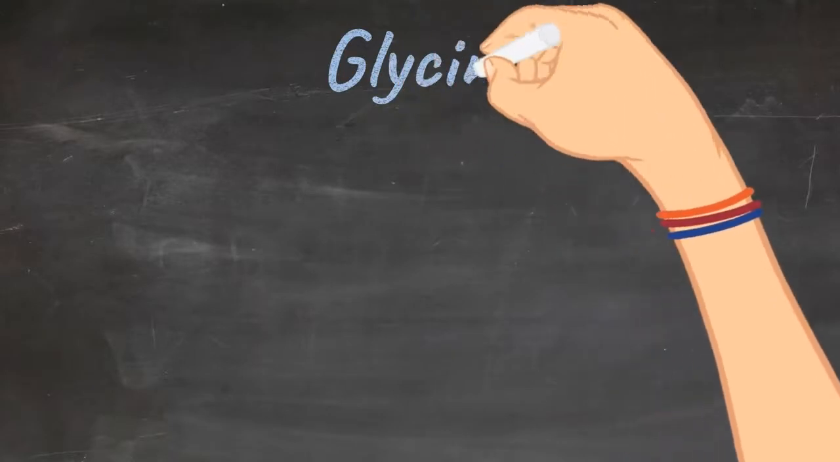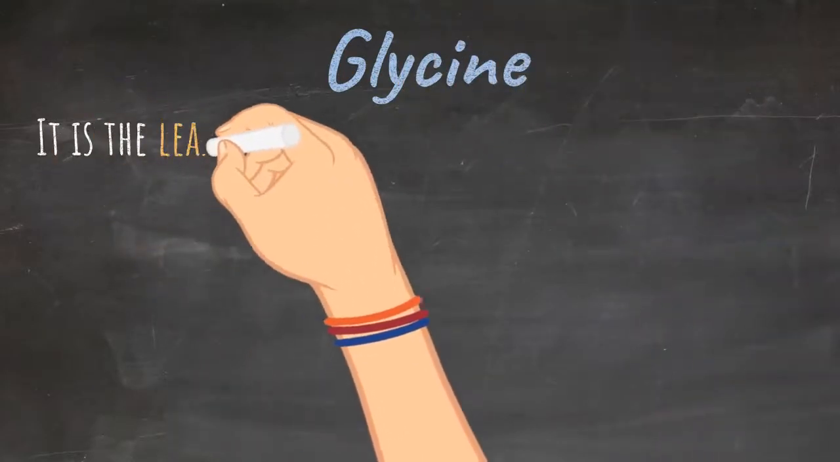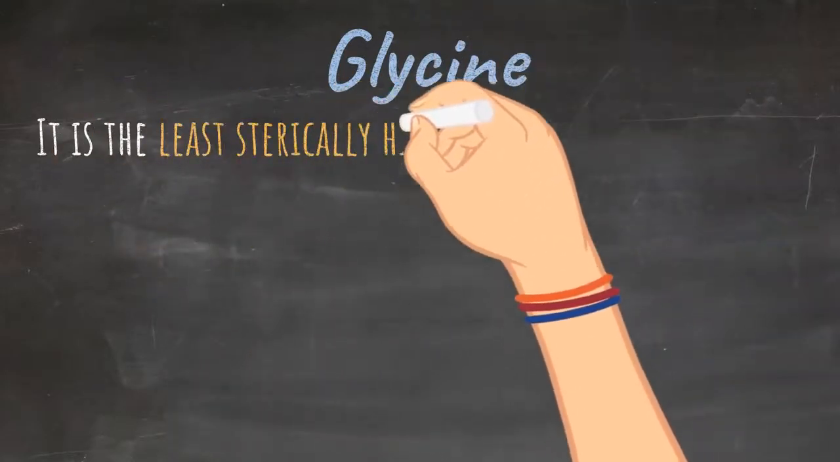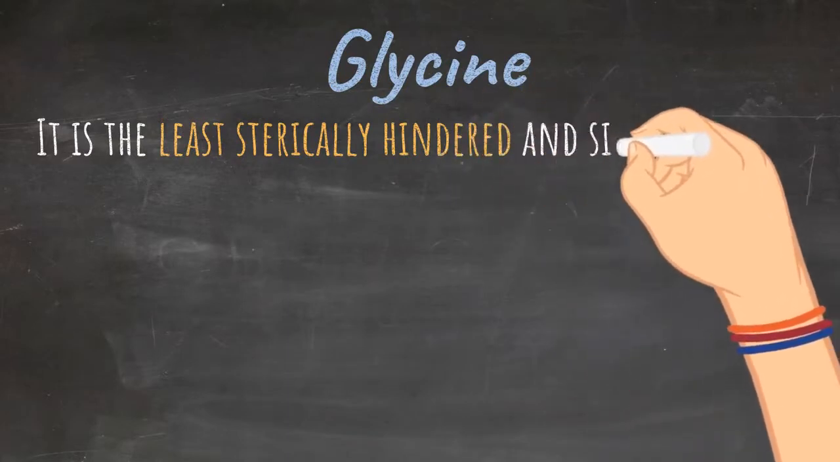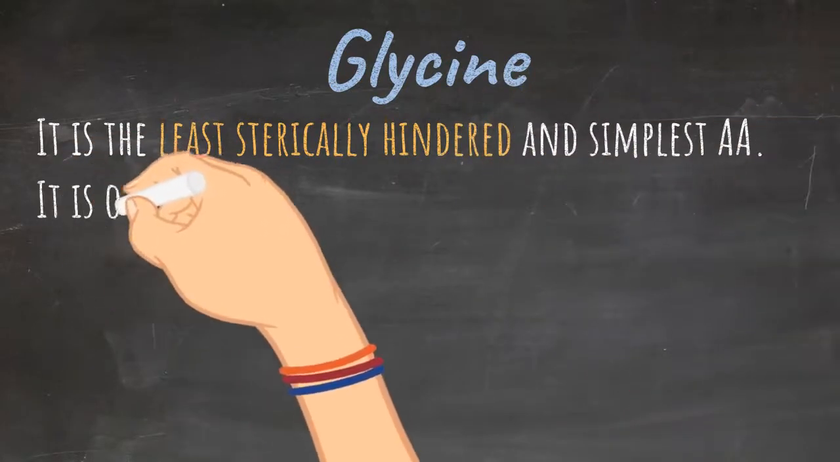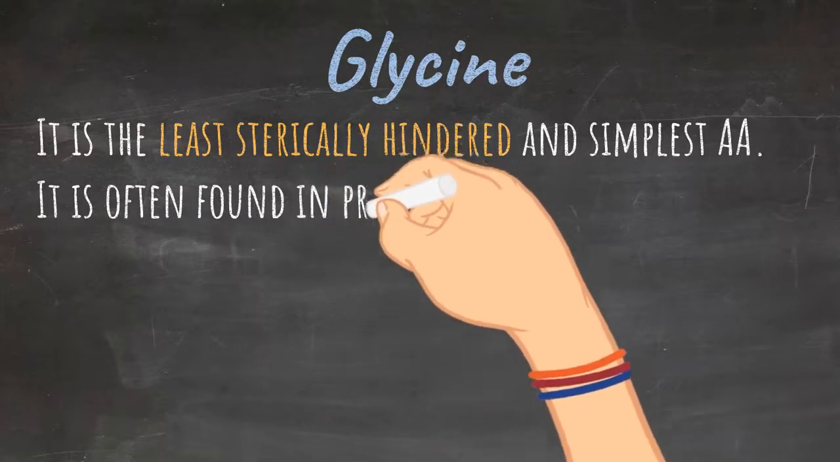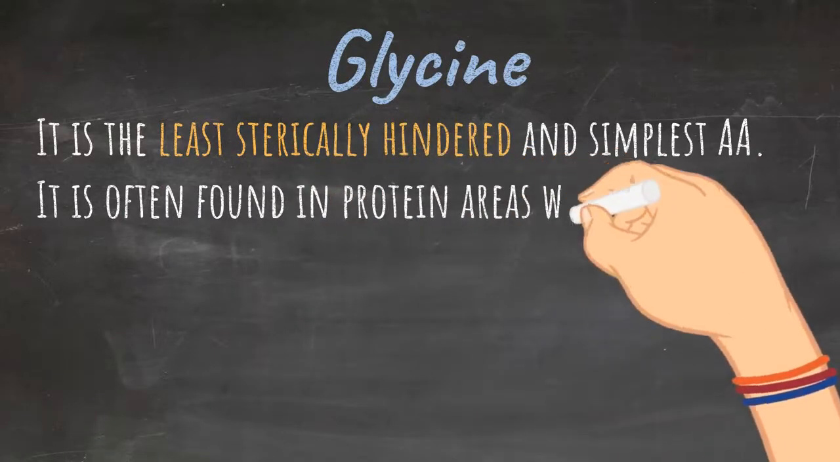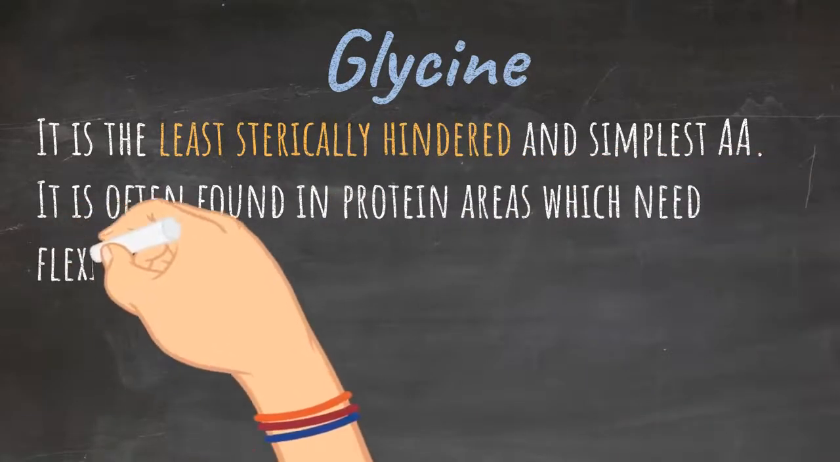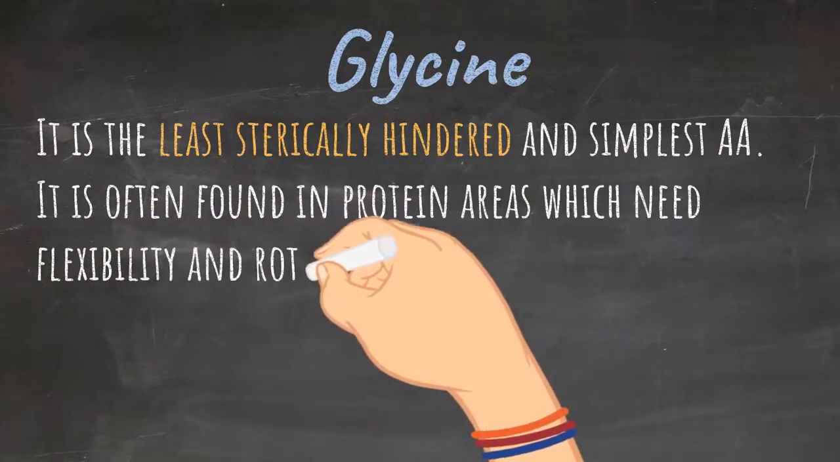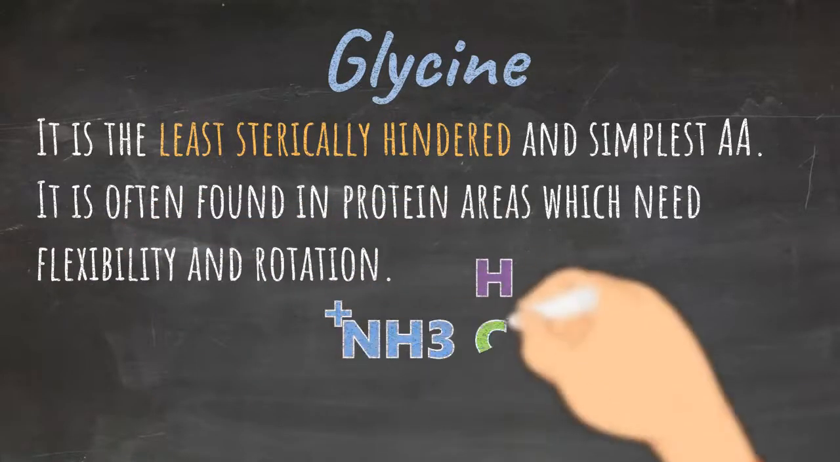Glycine is another important amino acid in tertiary protein structure. Its side chain is a single hydrogen atom, so this makes it the least sterically hindered amino acid. Accordingly, it can easily rotate and move, and it is often found in protein areas which need flexibility and rotation.